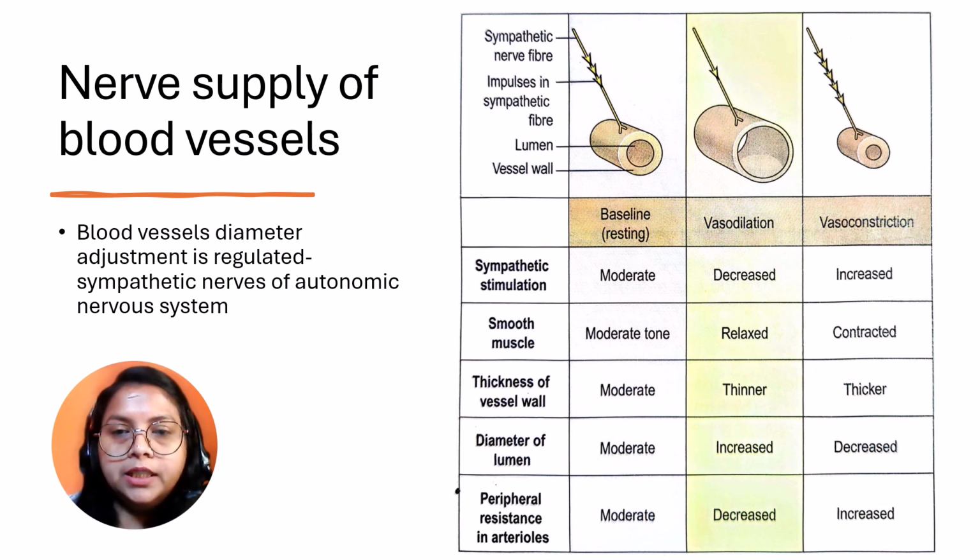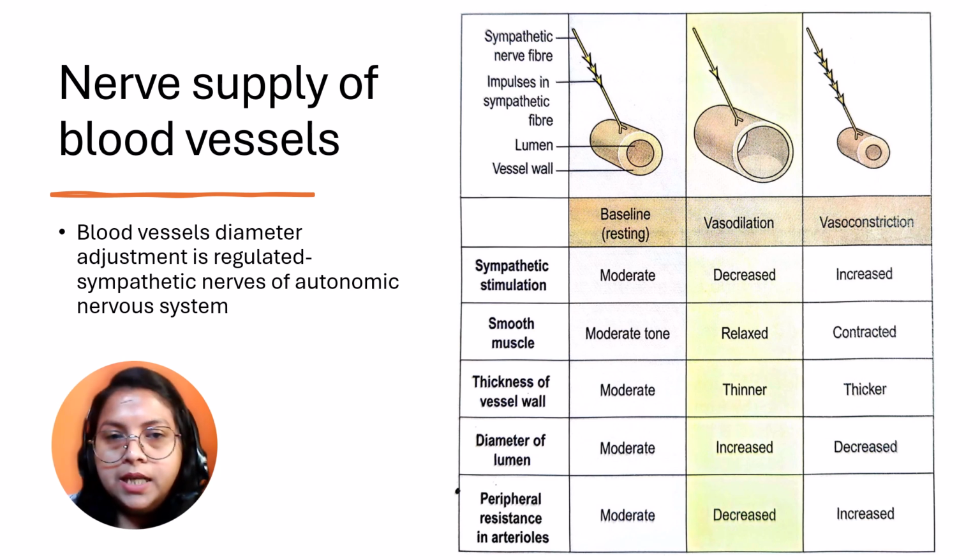Here the sympathetic stimulation is moderate, muscle tone is moderate, thickness of the blood vessel wall is moderate, diameter of the lumen is moderate, and peripheral resistance in the arterioles is also moderate. This is a default state where the vessel is neither overly relaxed nor overly constricted. During vasodilation, reduced sympathetic activity leads to relaxation of smooth muscle, increasing the diameter of the lumen. This reduces the blood pressure and improves blood flow.